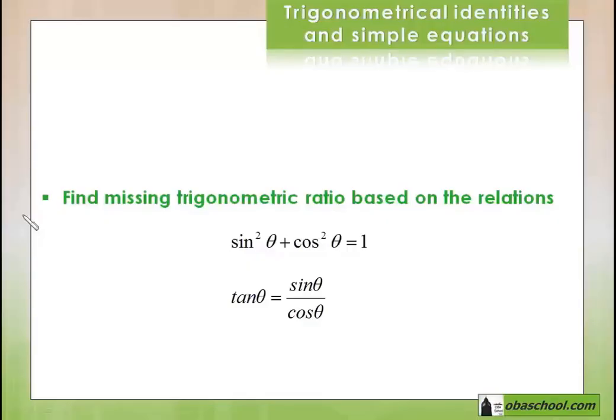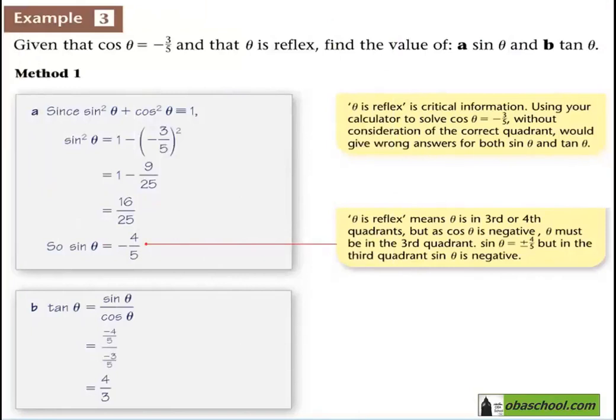Find the missing trigonometric ratio based on the relations, without relying on these trigonometric identities. Let's do a recap on the first method which we used previously. We saw how to calculate the sine if we have the cosine by using the Pythagoras theorem in trigonometry.